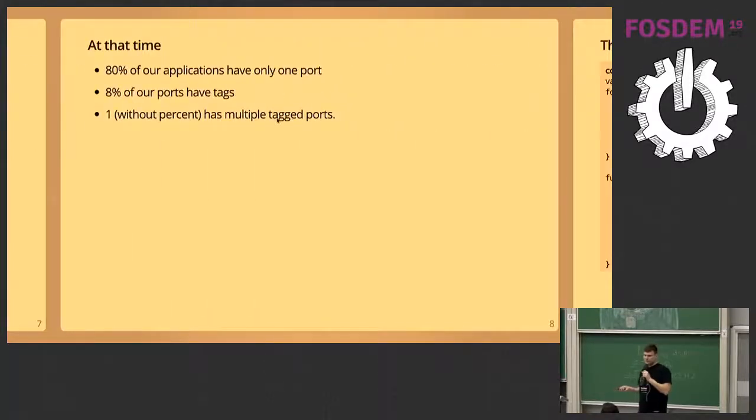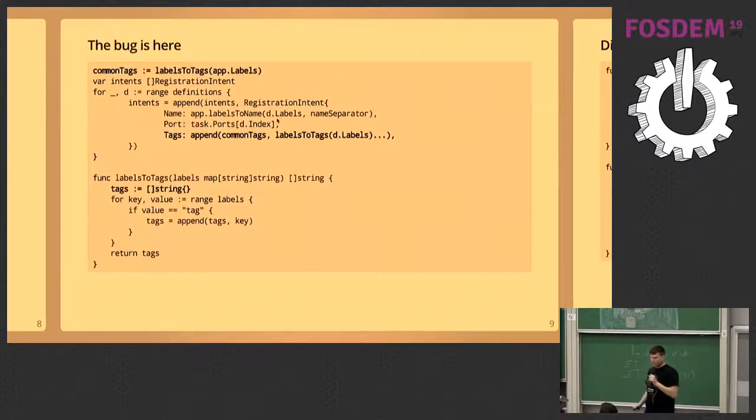At the time, 80% of our applications had only one port, 8% had tags, and only the one that failed had multiple target ports. So let's take a look at the code, and here's a bug. What happened? We just added one tag, and we ended up with two identical slices.